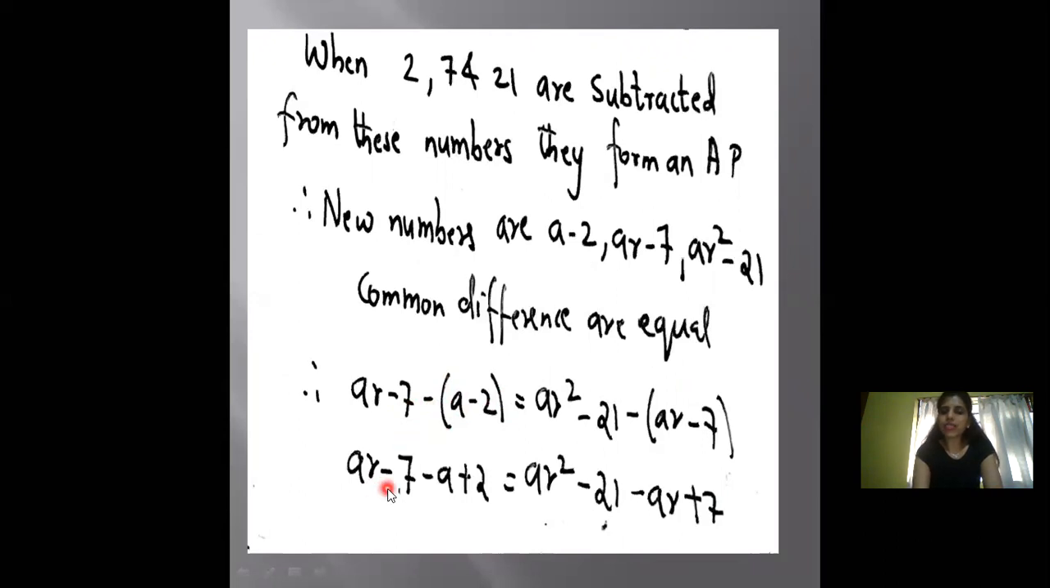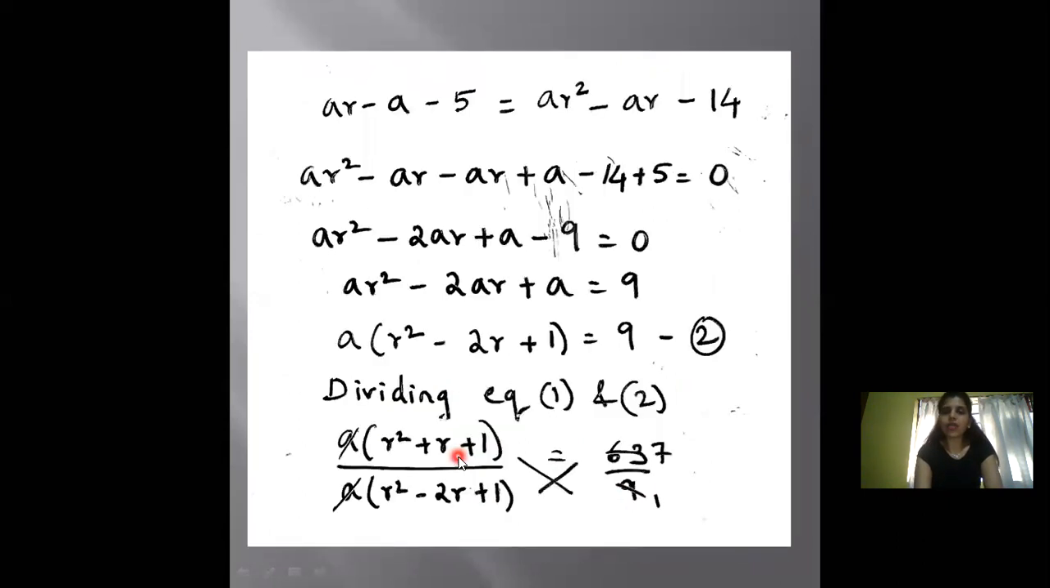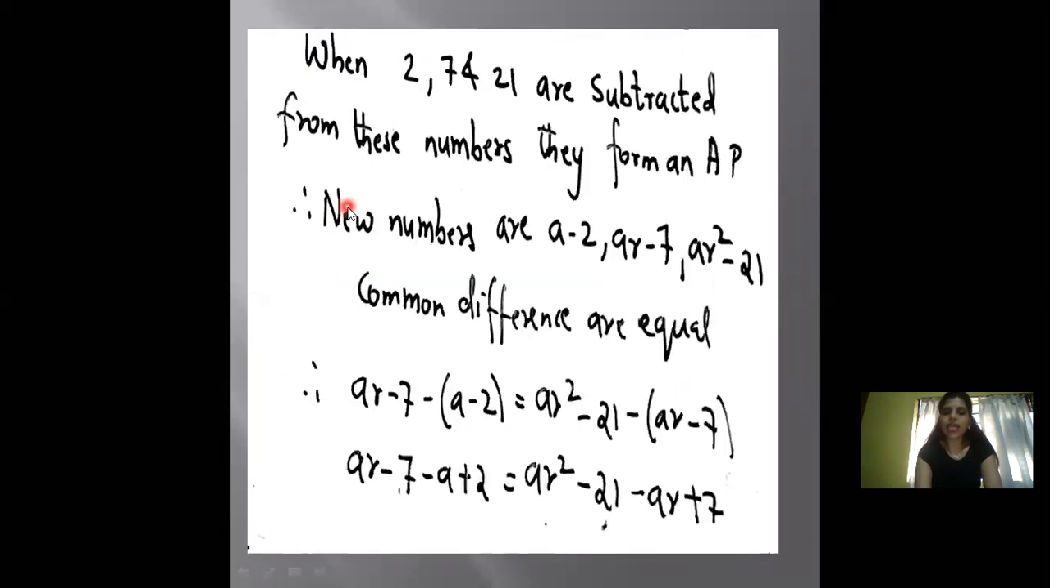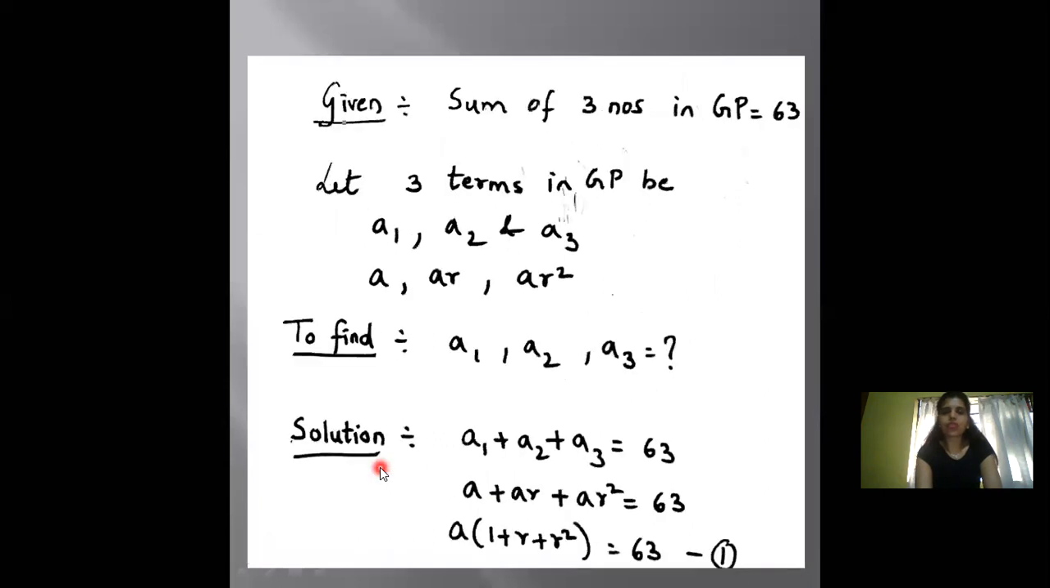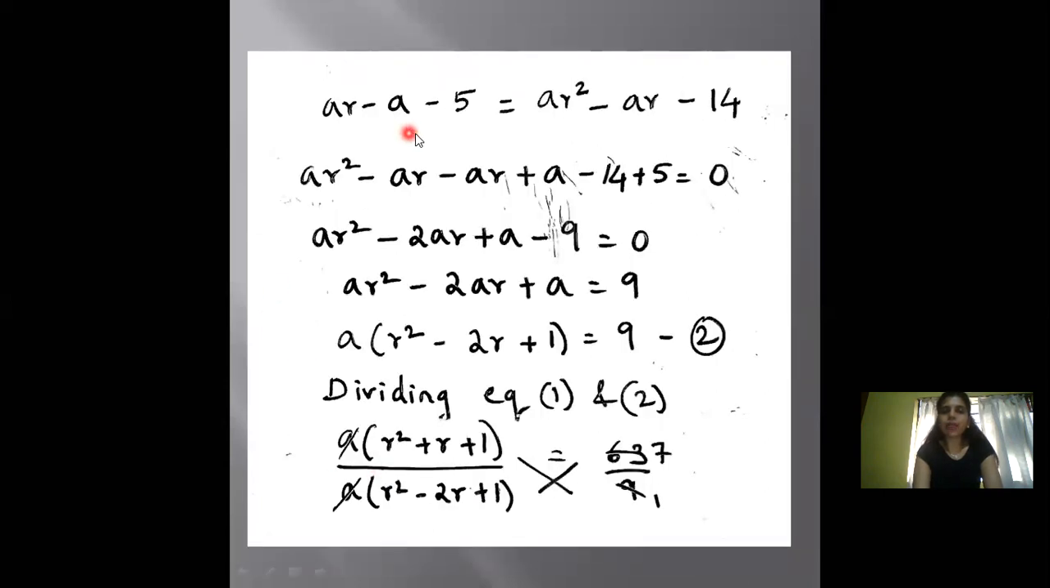So AR minus 7 minus A, you're changing the sign now, minus into minus is plus 2. AR square minus 21 minus AR, minus into minus plus 7. Okay children, I hope till here is clear. Now in the next slide, what we have done is brought all the variables to one side. So here you can see AR minus A minus 5, AR square minus AR minus 14. So I have brought all the numbers and the variables together here.